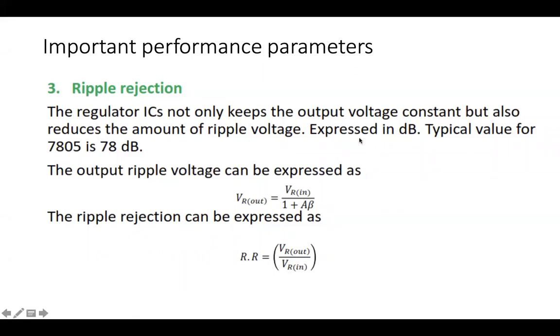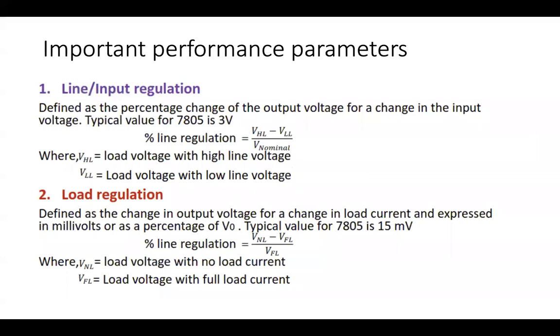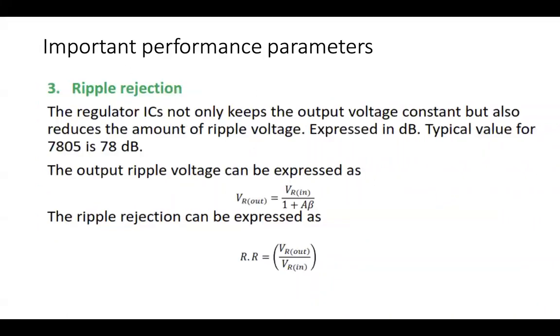This ripple rejection is mentioned in the form of decibels, and the typical value is about 78 dB. So 3 volts for line or input regulation, load regulation is 15 millivolts, and ripple rejection is about 78 dB. Now formula wise, VR out is equal to VR in divided by 1 plus A into beta.